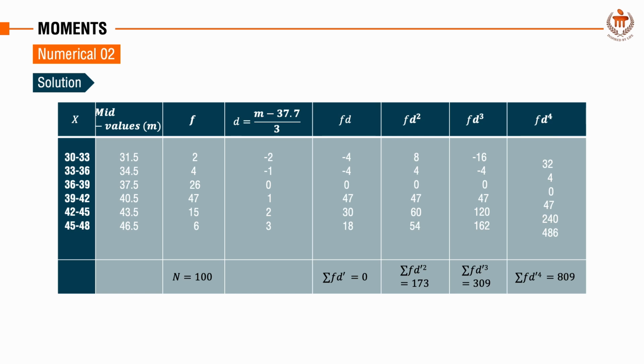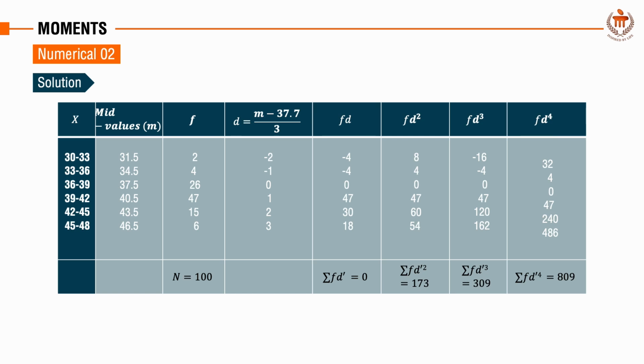Here, remember, there's a small mistake in the slide. The d is equal to m minus 37.5 by 3. Here it's written as 37.7, so correct it. It is d equal to m minus 37.5 by 3.